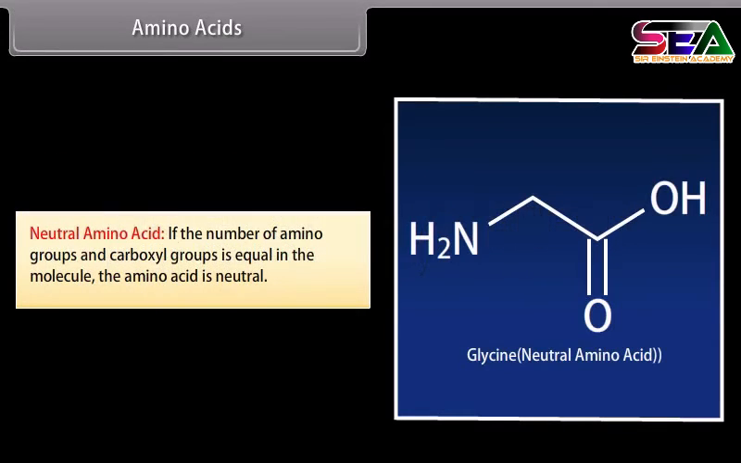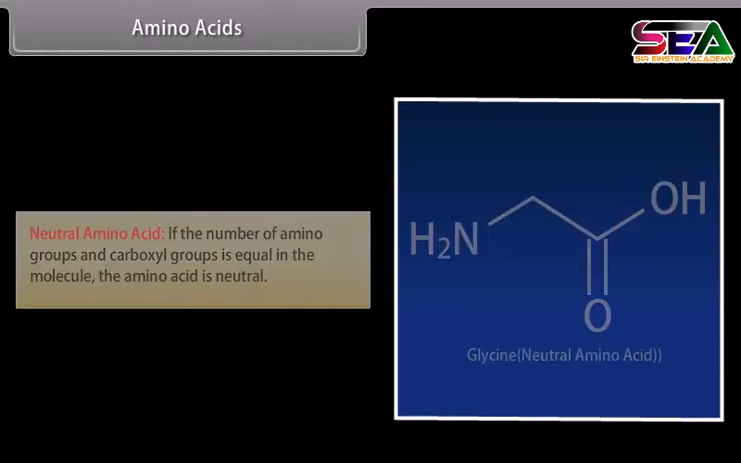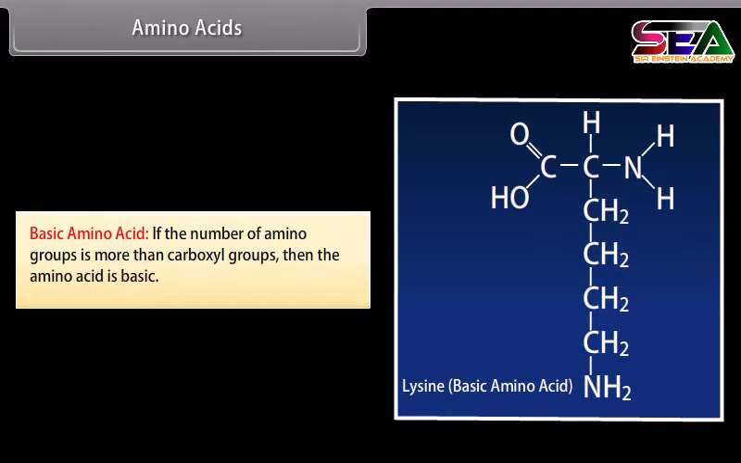Neutral amino acid. If the number of amino groups and carboxyl groups is equal in the molecule, the amino acid is neutral. For example, glycine. Basic amino acid. If the number of amino groups is more than carboxyl groups, then the amino acid is basic. For example, lysine.